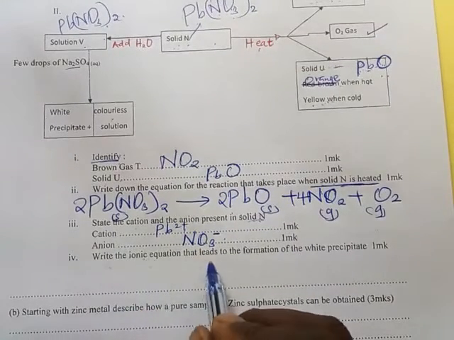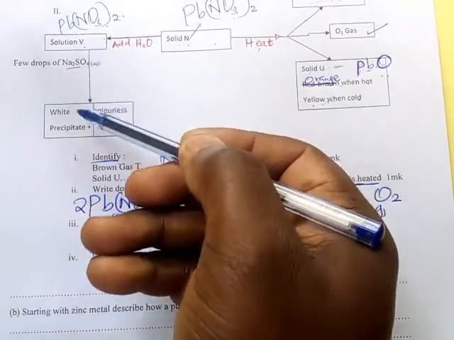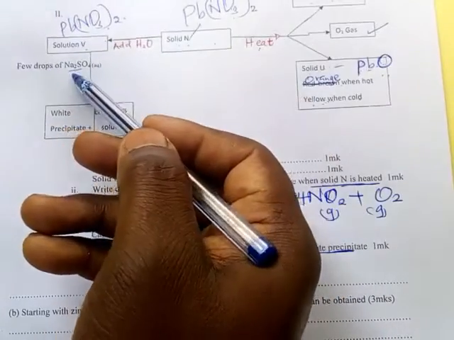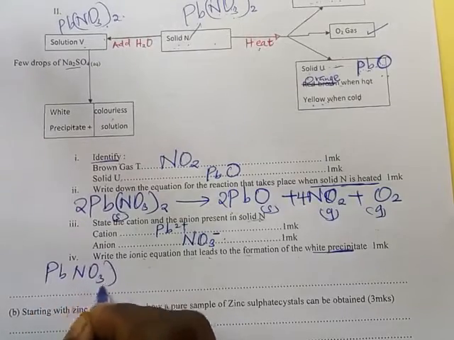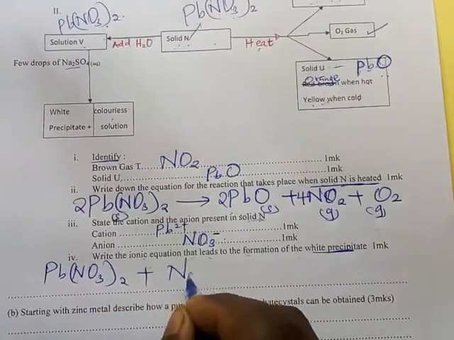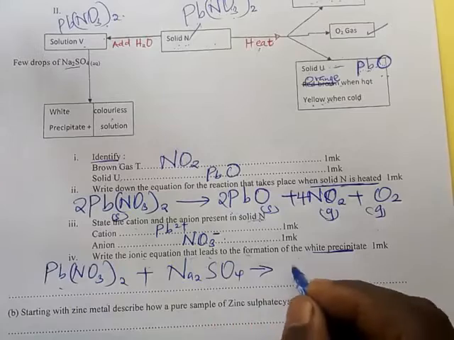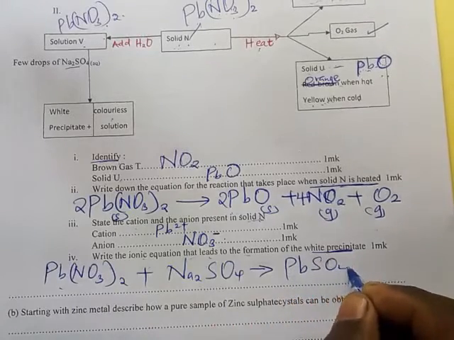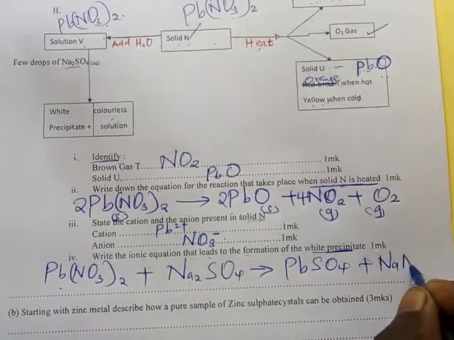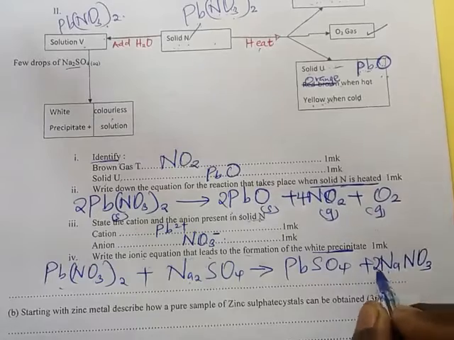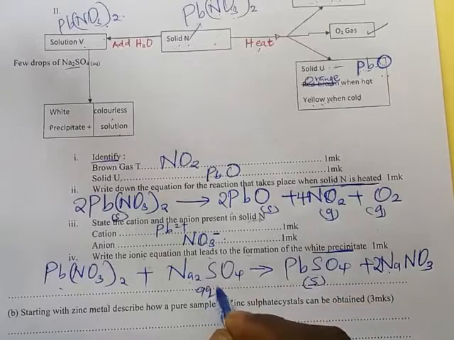Write the ionic equation that leads to the formation of the white precipitate. So the white precipitate is formed here. Lead nitrate is reacting with sodium sulfate. So lead nitrate reacts with sodium sulfate to form a white precipitate of lead sulfate plus sodium nitrate. So sodium nitrate is the colorless solution, and the white precipitate is this, the solid.